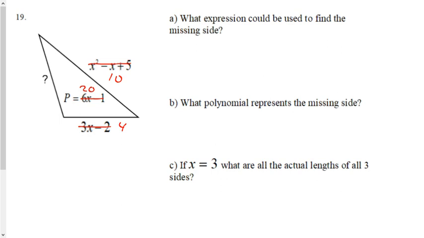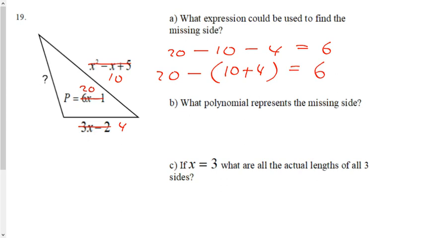We could have done it two ways. We could have said 20 take away 10 take away 4 equals the missing side of 6. Would you all agree with that? The perimeter, take away the two sides we know, equals the side we don't know. Or 20 take away 10 plus 4 equals 6. Would you agree with that one? So from an easier standpoint, both of those work.